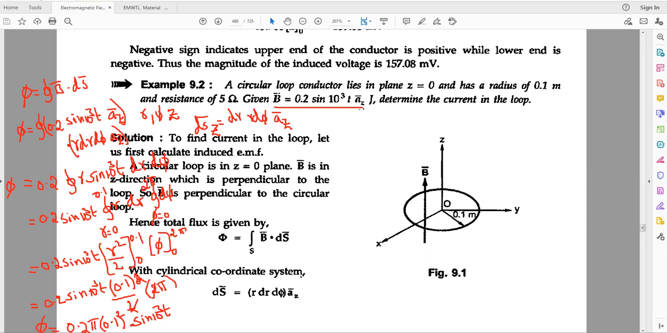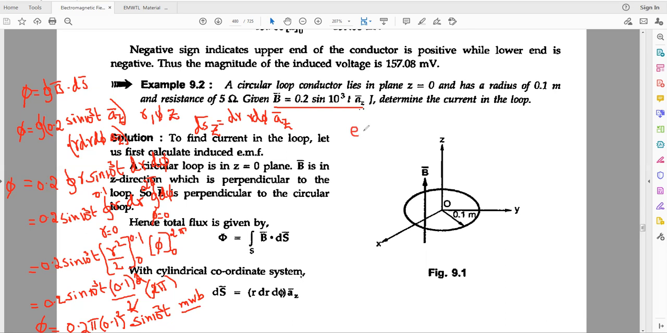0.1 whole square, you'll get the 0.01 into 0.2 pi, and 0.5. We can multiply. The coefficient will get as sine 10 cube into t. That is in Weber. Got it, my dear students? But they are asking, determine the current in the loop.